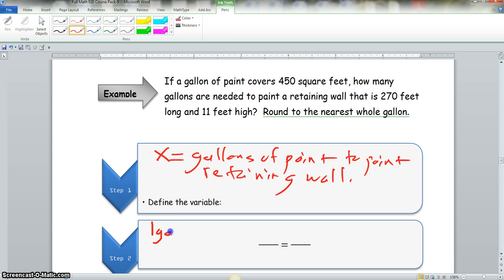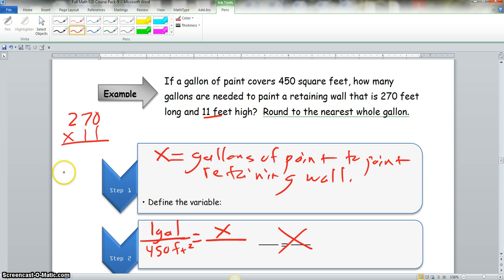We know for 1 gallon, that will cover 450 square feet. Let me cross that out here. Okay, now this is equal to, we don't know how many gallons we have, but there's a problem here. We don't have square feet. We got 270 feet long and 11 feet high, so we need to multiply that. So we'll take 270 times 11, and if you use your calculator, or if you multiply it by hand, it'll be 2,970. And that'll be square feet.